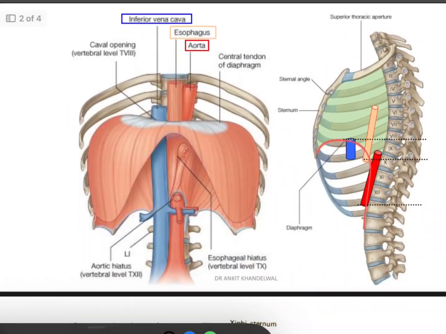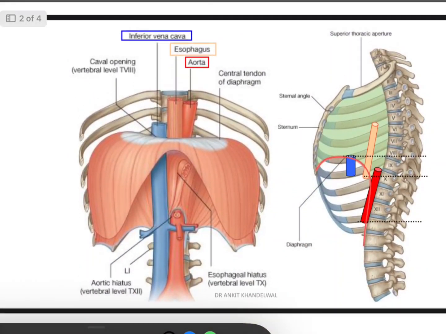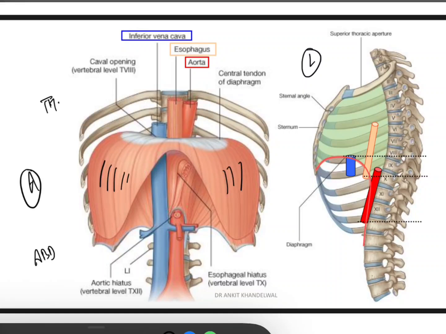So let's start over here, and you can see the two views. On the left side we have the anterior view, and on this side the lateral view. The thoracoabdominal diaphragm is a group of muscles separating the thoracic cavity above from the abdominal cavity below. The muscles lie on the periphery with the central tendon area in the center.